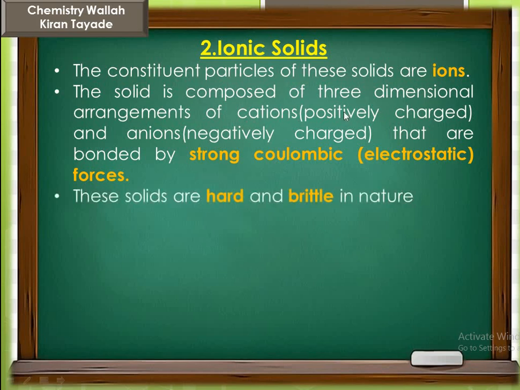What are cations? Positively charged species, and anions are negatively charged, bonded by strong Coulombic forces, also called electrostatic force. The ionic solid is composed of a three-dimensional arrangement of cations and anions. Cations are positively charged and anions negatively charged, and in ionic solids they are bonded by strong Coulombic, that is electrostatic, forces.